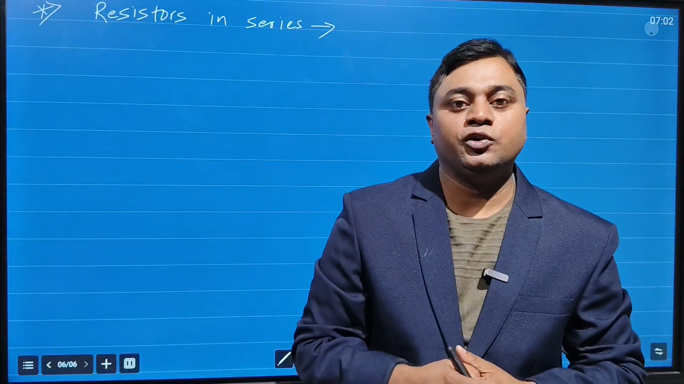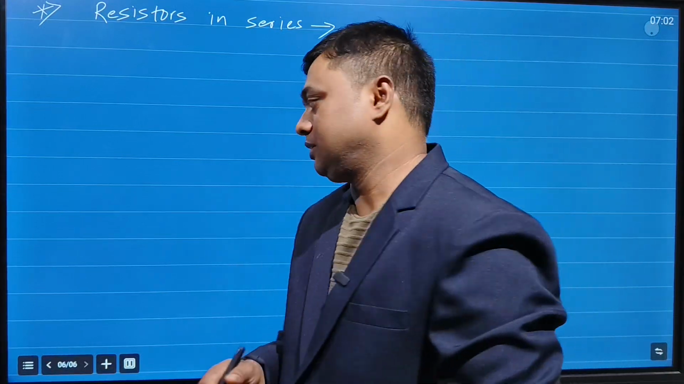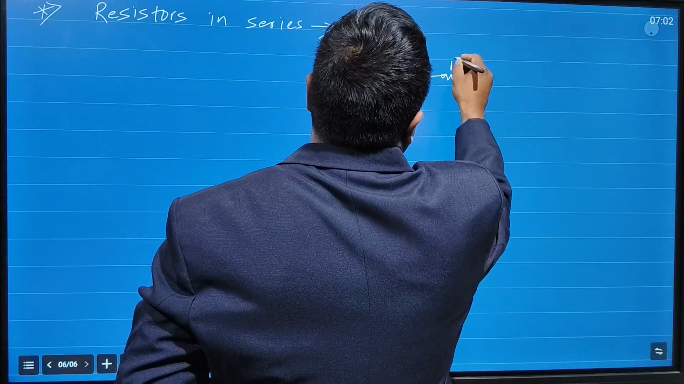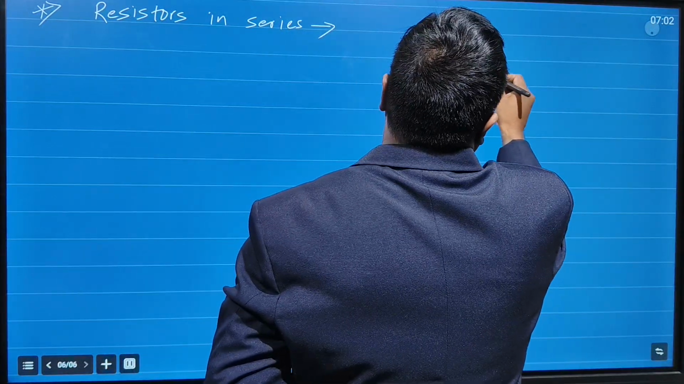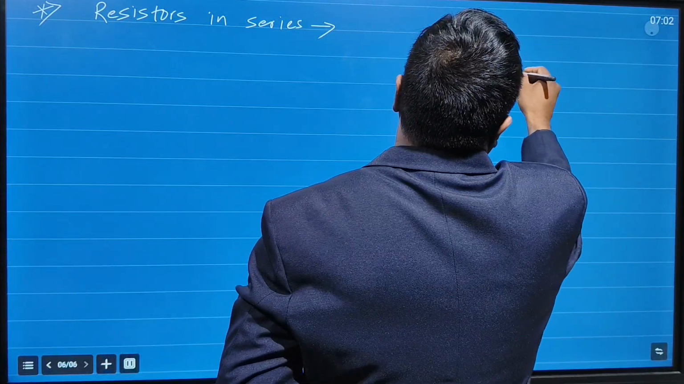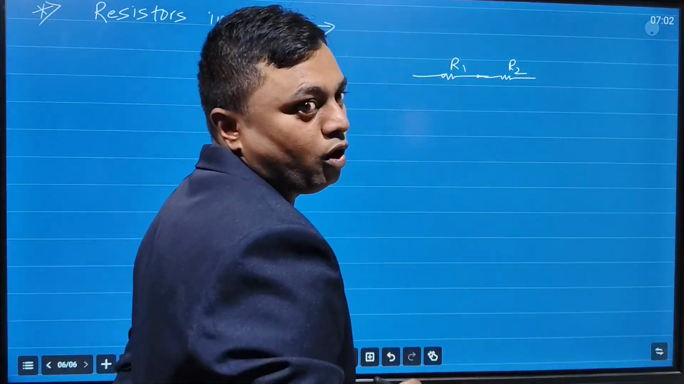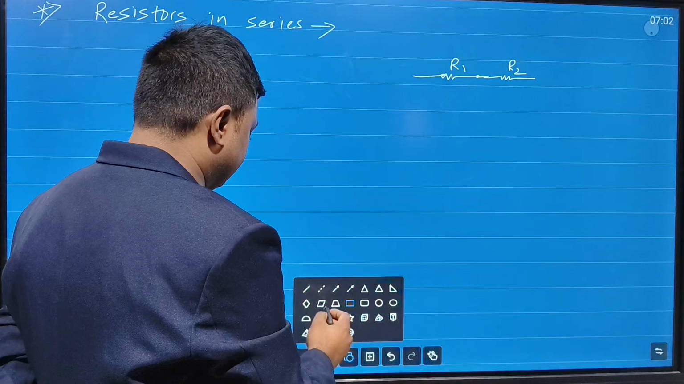Hello everyone, in this video we are going to learn resistors in series. Let's start. Consider a resistor R1 is there, another resistor R2 is there. So one end of this is connected to one end of this. So end to end connections are called resistors in series.